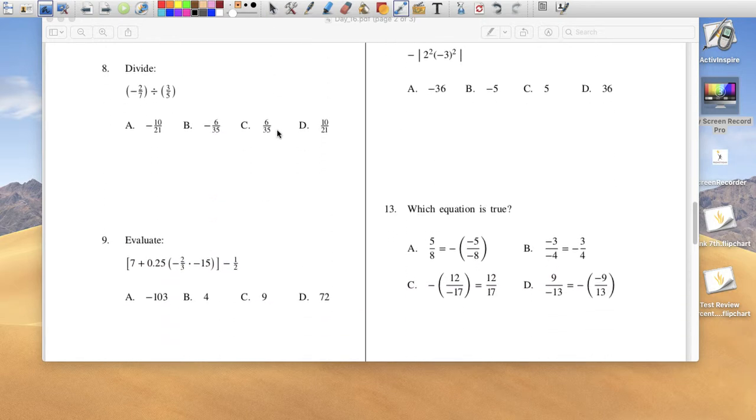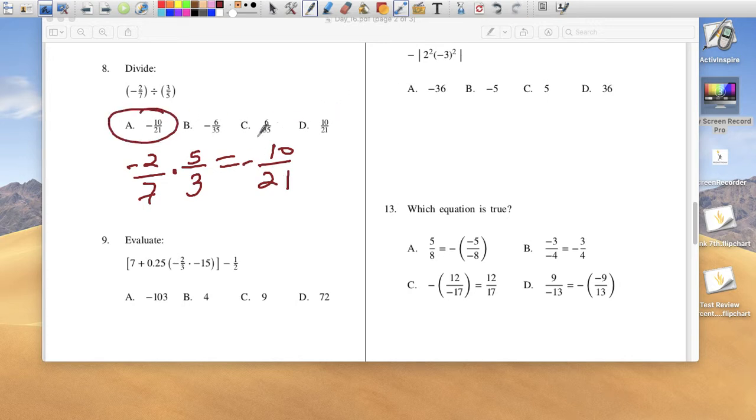Divide, so again, dividing a fraction means multiplying by the reciprocal, so 2/7 times 5/3. Negative times a positive is a negative, 2 times 5 is 10, and 7 times 3 is 21, negative. Did I do this already?